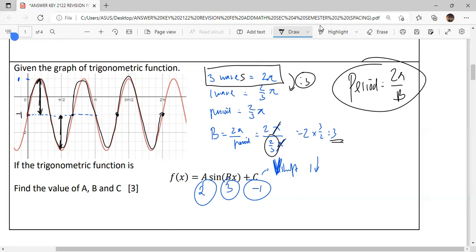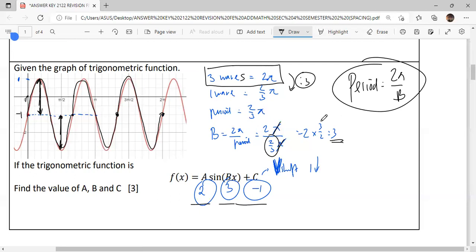How about C? C is the vertical shift. Actually, it's supposed to be on 0, but it's going down by 1, so the C is negative 1, very simple, right? You don't have the horizontal shift anymore. D is the horizontal shift. Why? Because it is not inside the angle.